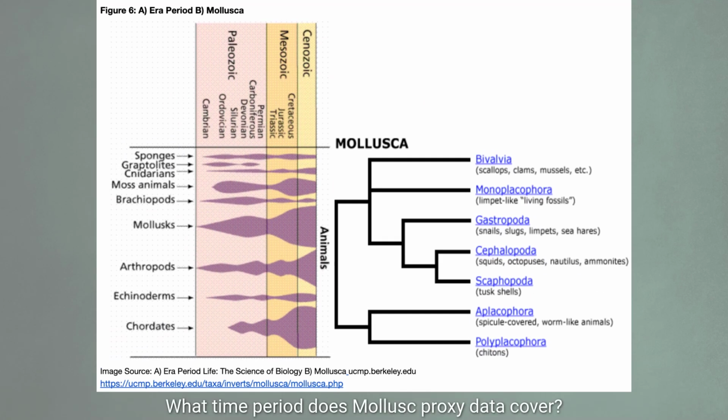What time period does mollusk proxy data cover? Mollusks first appeared on Earth during the Cambrian period, which started around 541 million years ago. This era is notable for the Cambrian explosion, a period of rapid evolutionary diversification where many major groups of organisms, including mollusks, first emerged in the fossil record.